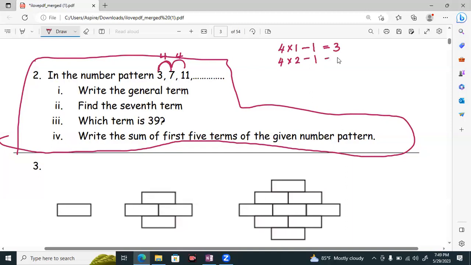Then answer is 7. Then 4 times 3, 12. To obtain 11, subtract 1. Answer is then 11.